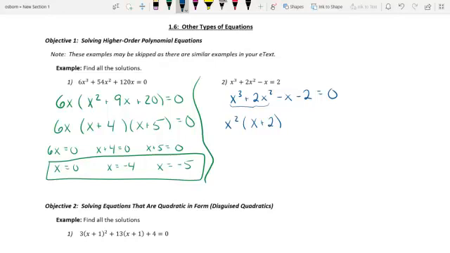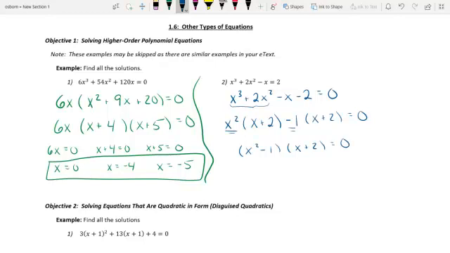Now I want to factor out something from the next 2 terms so that I'm left with x plus 2 in parentheses. If I look, I have a negative x and a minus 2, so I can factor out a negative 1, times the quantity x plus 2. Alright, so then factoring by grouping says I'm going to put the x squared and the negative 1 together. So x squared minus 1 times x plus 2.